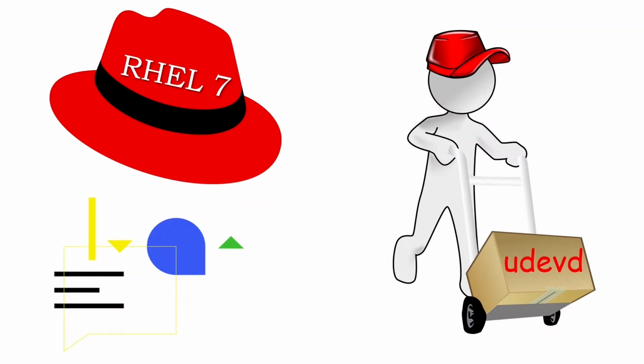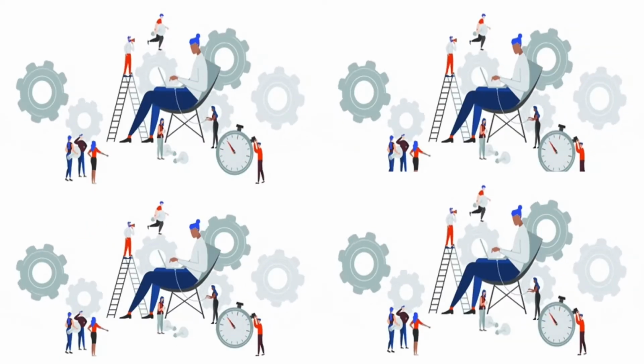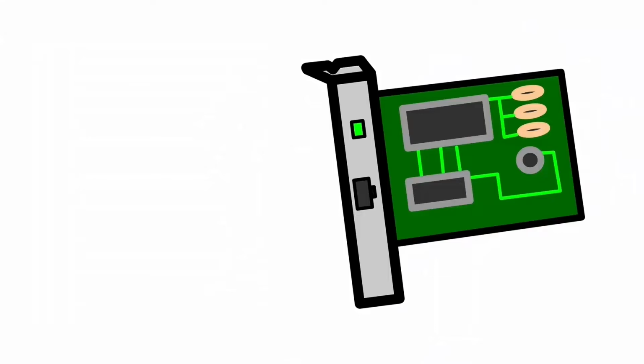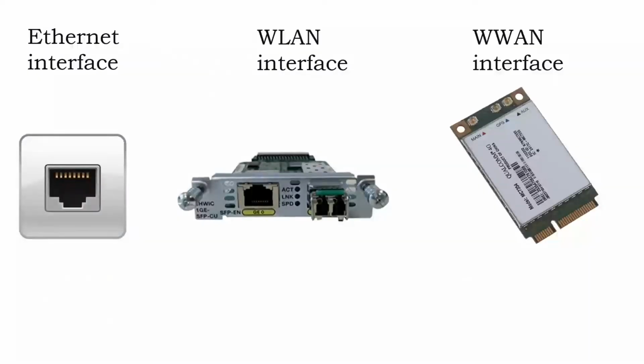Starting from RHEL 7, the udev service provides the default naming scheme for network interfaces. This service uses many rule sets to assign a unique name to each interface. To generate a unique name for an interface, it uses the device firmware, location, topology, and type. In the generated name, the first two letters represent the device's firmware. For example, Ethernet interfaces begin with EN, WLAN interfaces begin with WL, and WAN interfaces begin with WW.